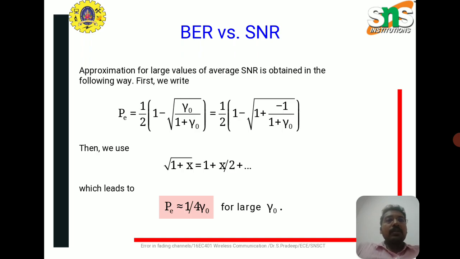Approximation for large values of average SNR is obtained in the following way. First, we write the bit error probability equation. Then we use square root of 1 plus x equal to 1 plus x by 2 plus and so on, which leads to the probability of error approximately equal to 1 by 4 gamma naught.